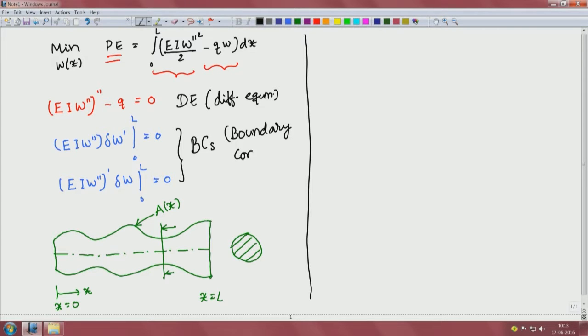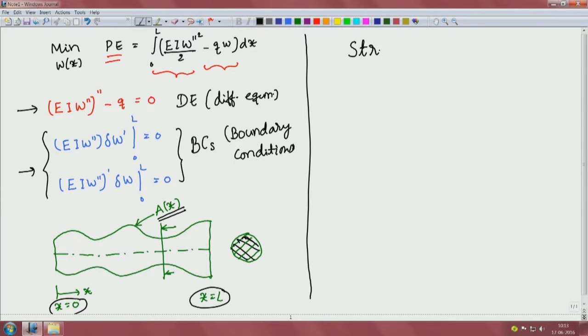This is for a beam which has variable cross section, that is A is a function of x. X goes from x equal to 0 to x equal to L, and this is the cross section. At different values of x, you have changing cross section. And for such a beam, this is the differential equation and these are the boundary conditions.